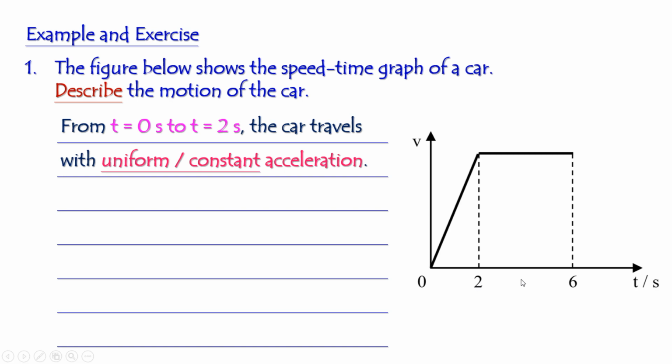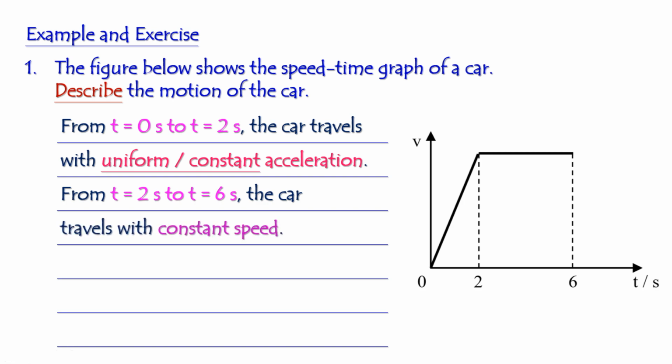And for the last part of the journey, you have to mention the time specifically, from t equals 2 to t equals 6 seconds. For this part, it is a horizontal straight line. So you can say that the car travels with constant speed. Is it okay? So this is how to describe the motion of the car.